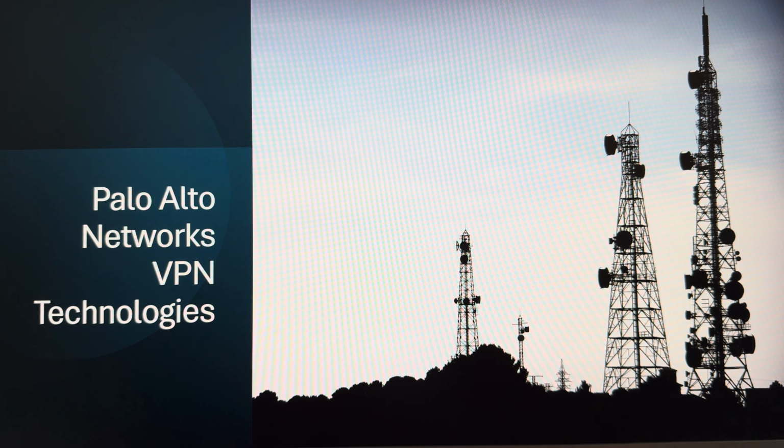IPsec components in Palo Alto are the IKE gateway, which defines peer IP addresses, authentication, pre-shared key or certificate, IKE versions 1 and 2, encryption, DH group, lifetime. The IPsec tunnel defines the phase 2 crypto profile, tunnel interface, proxy IDs, interesting traffic.